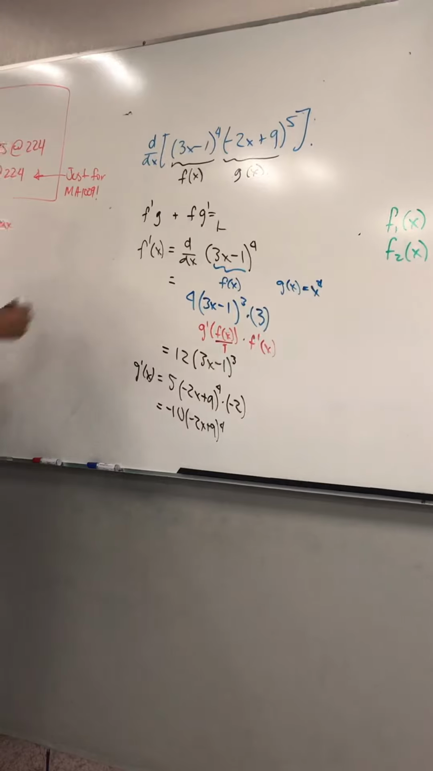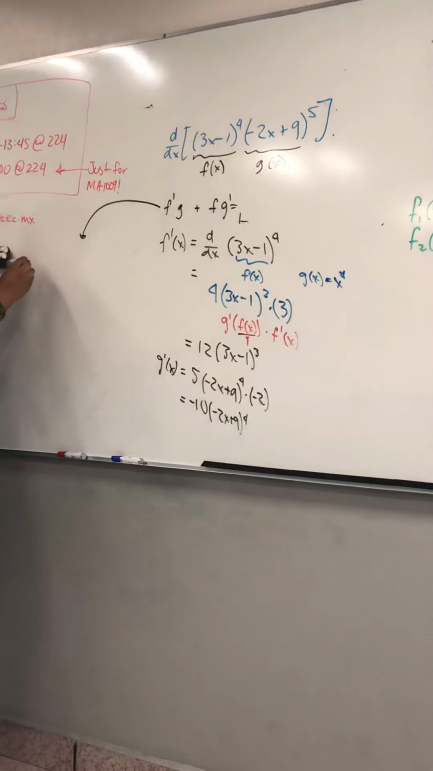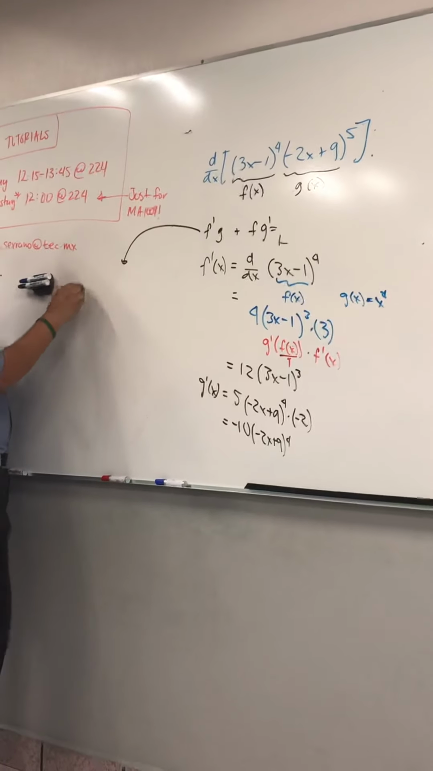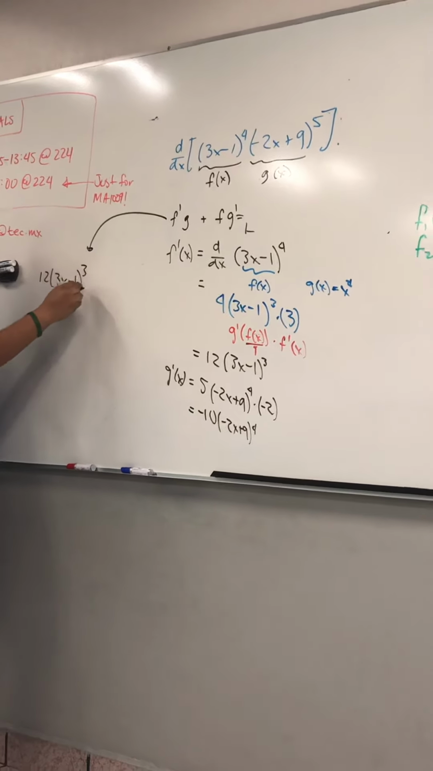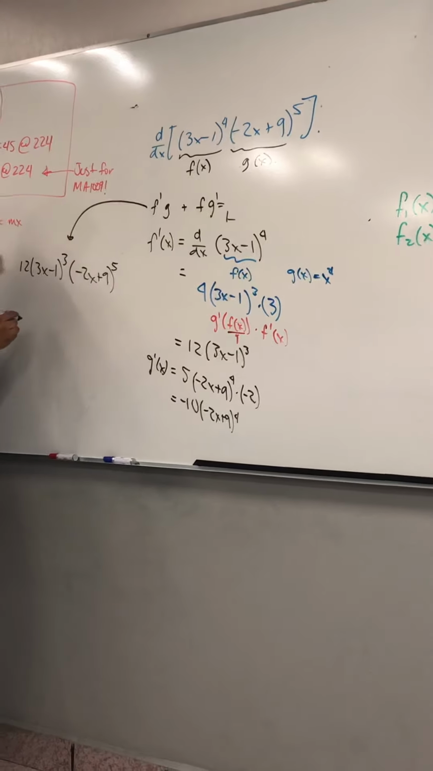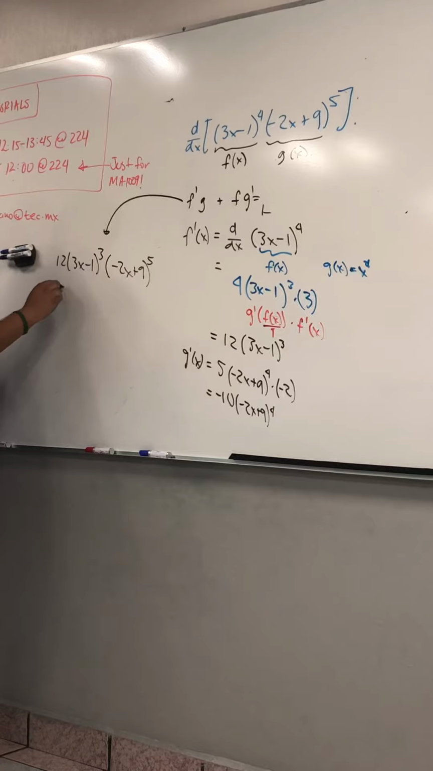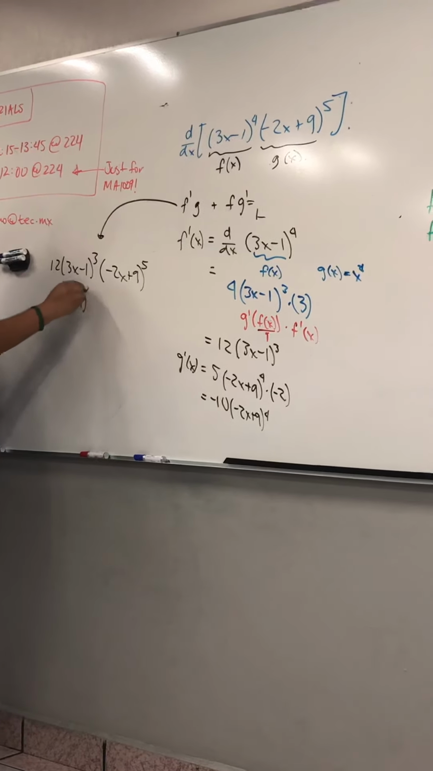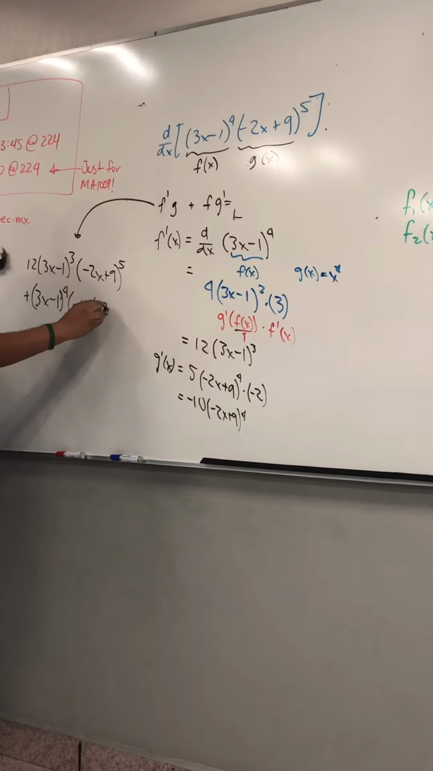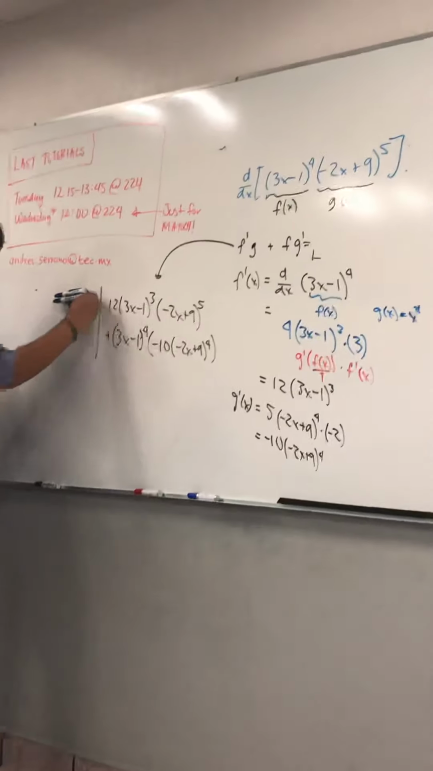I just had f minus f prime minus g prime, right? Thank you. So what do I have there? F prime. So I have 12 times (3x minus 1) to the power 3 times g, which is (minus 2x plus 9) to the power 1, not to the power 5, plus f, (3x minus 1) to the power 4, right, times minus 10 times (minus 2x plus 9) to the power 4, right? Now, this is the whole answer.